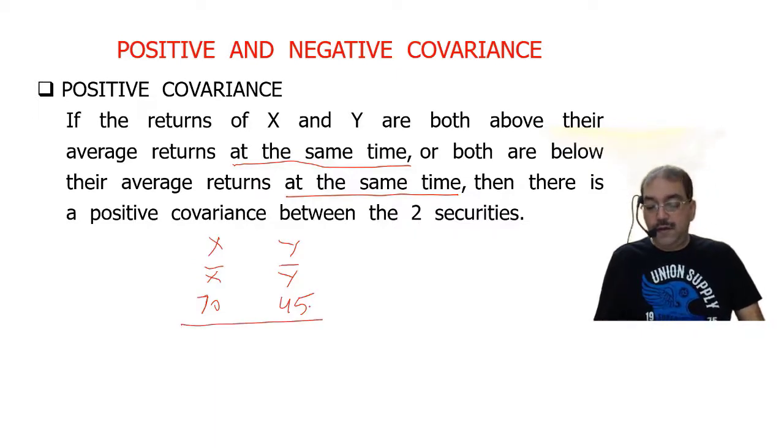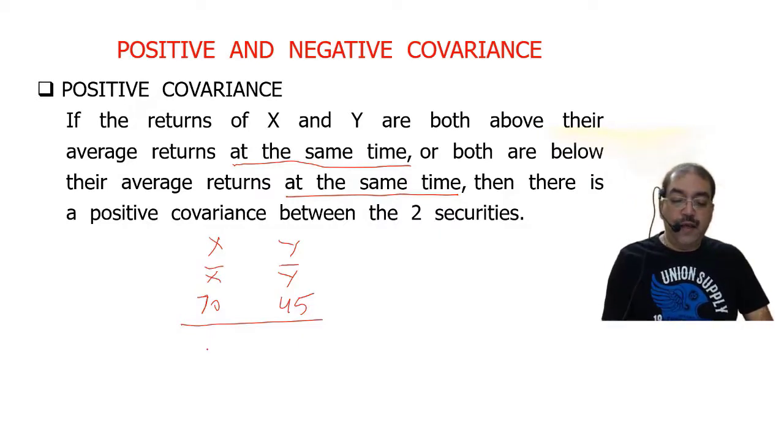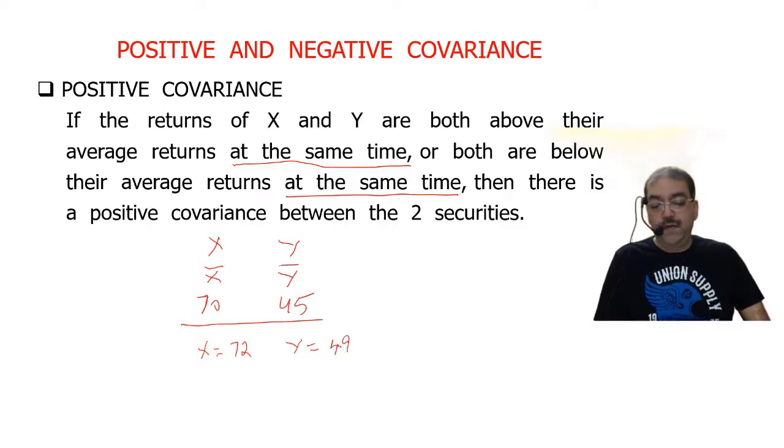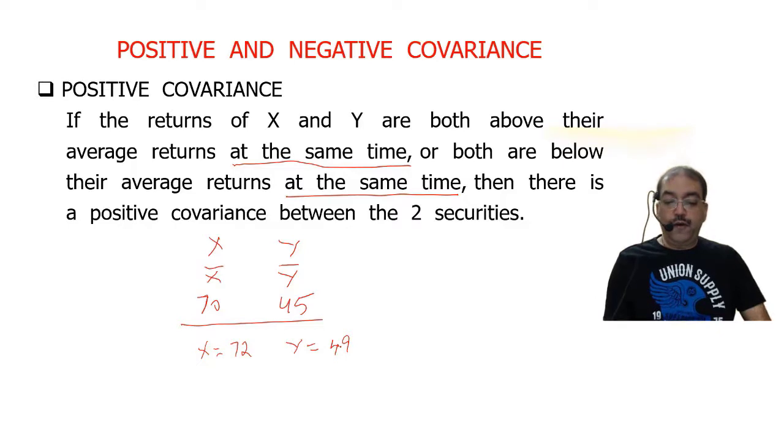Now I say, at a particular point of time, my x value is 72 and my y value is coming to 49. What do I say? I say that both at the same time, x is above its average of 70, and y is also above its average of 45. So x value is above its average, y value is above its average. So it is a positive covariance.